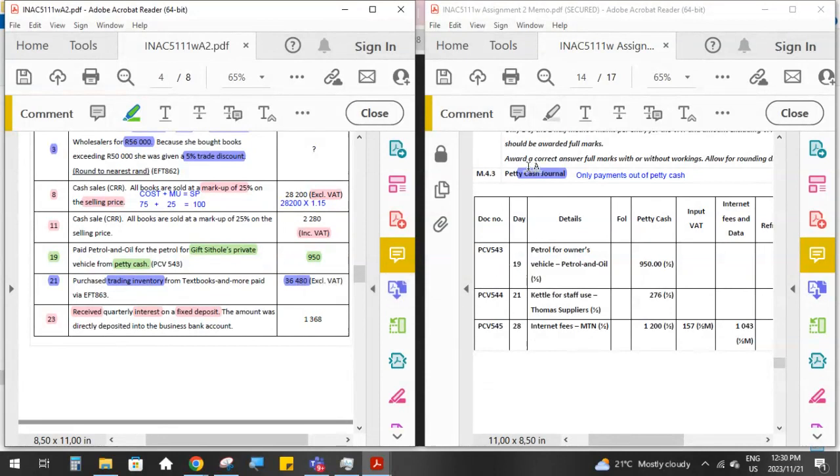So in our petty cash journal, what goes into the details column is a description of what we purchased.